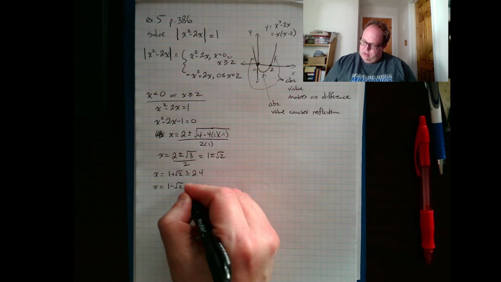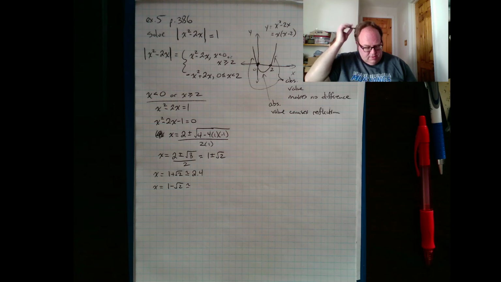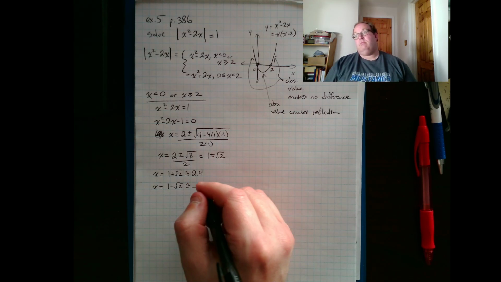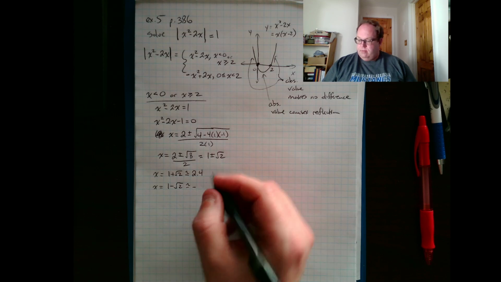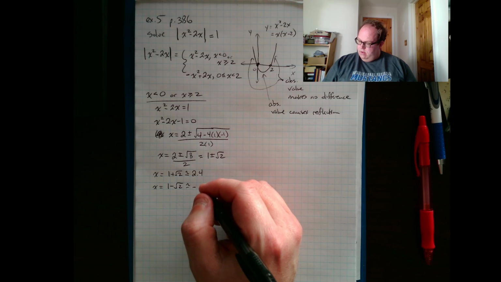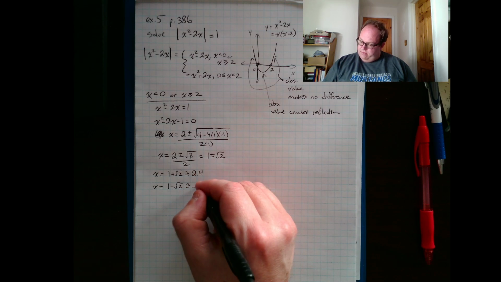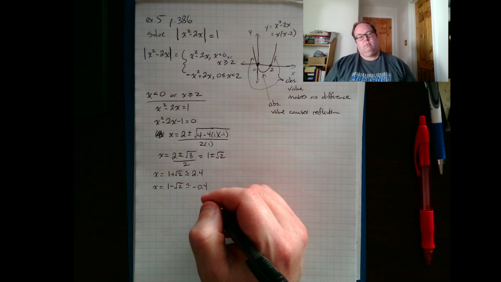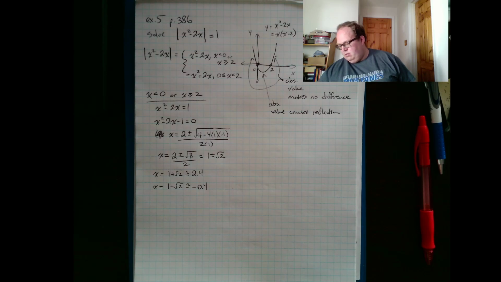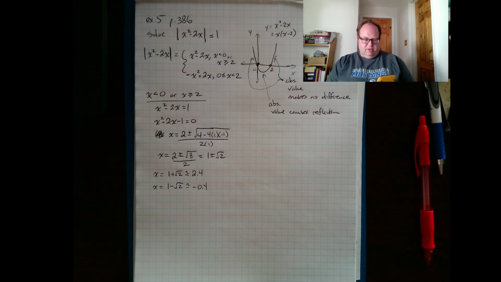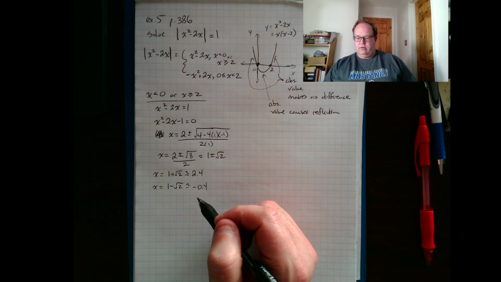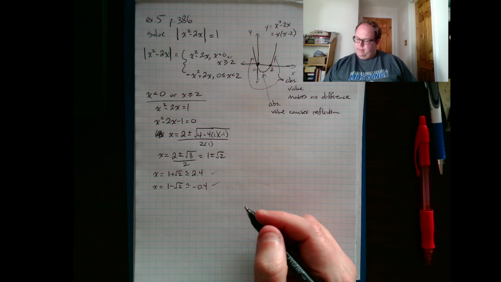1 minus root 2 is approximately negative 0. There goes my brain. 1 minus 1, negative 0.4. That's terrible. I need to double check that. It might be negative 0.6. Oh, negative 0.4. Alright. Either way, it satisfies the condition that x has to be less than 0. So these are both okay.